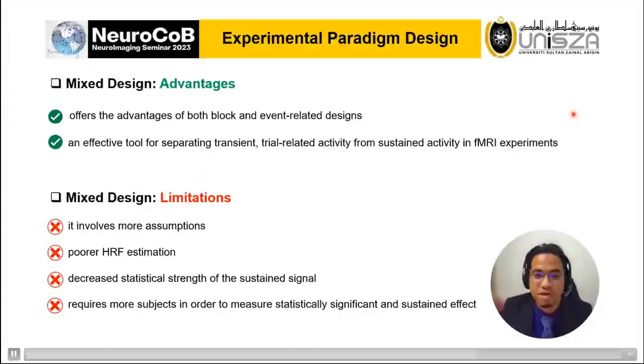Other than that, it produces poorer HRF estimation. The signal acquired during the sustained activity may not be that strong because it overlaps with other brain signals generated during the task, and it requires more subjects in order to measure a statistically significant and sustained effect. This can be a problem if the researchers do not have adequate funding because MRI scanning can be quite expensive, or deal with vulnerable subjects such as drug addicts, because not many drug addicts would like to volunteer in a study.